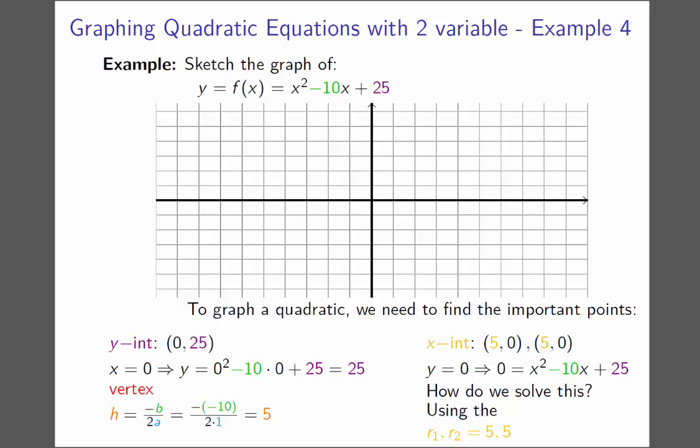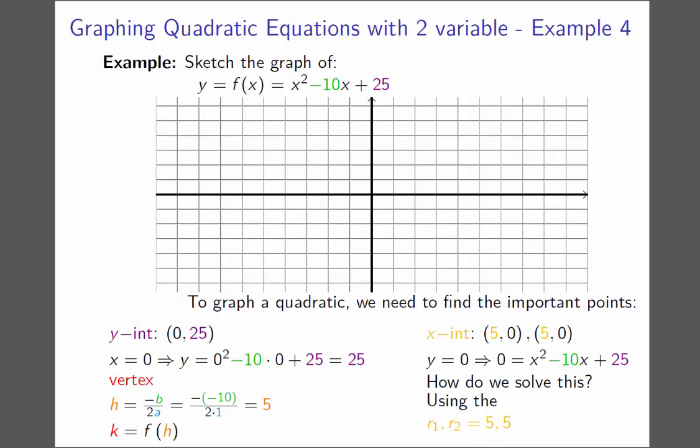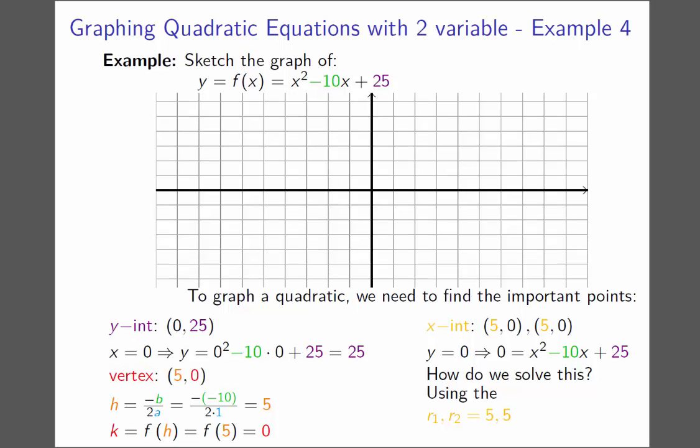But what about the y value? To get the y value of the vertex k, we simply evaluate our function at the h we just found. So we evaluate our function at 5. Our function at 5 is 5 squared minus 10 times 5 plus 25, which comes out to 0. This shouldn't come as a surprise because in the x-intercepts, we saw that if x equals 5, y equals 0. So we get here that our vertex is also at the point (5, 0).